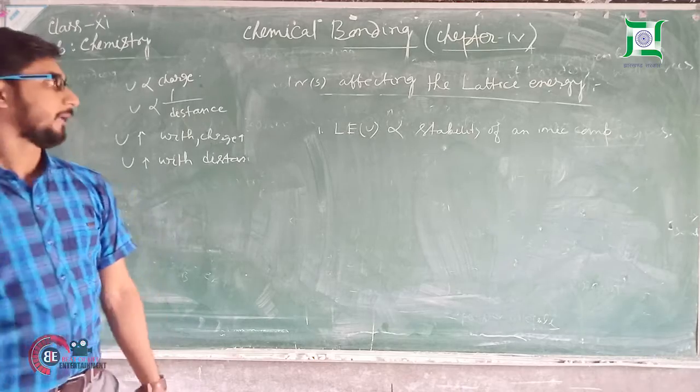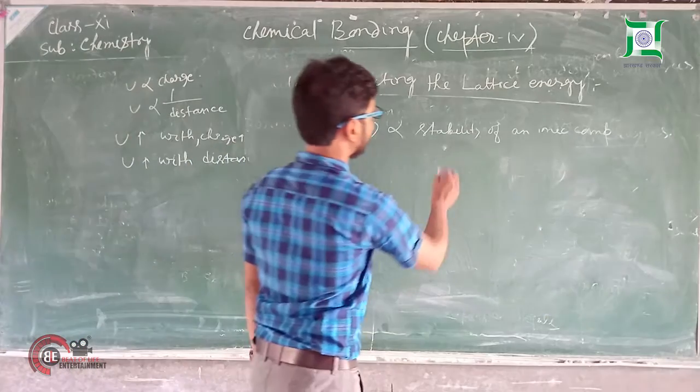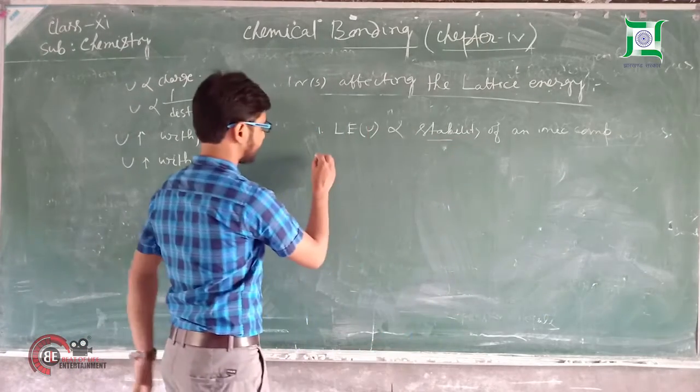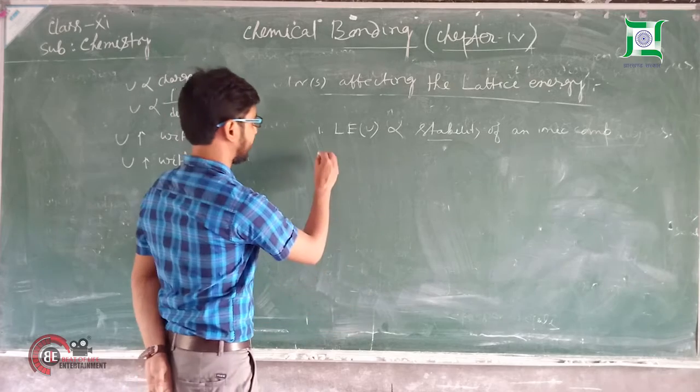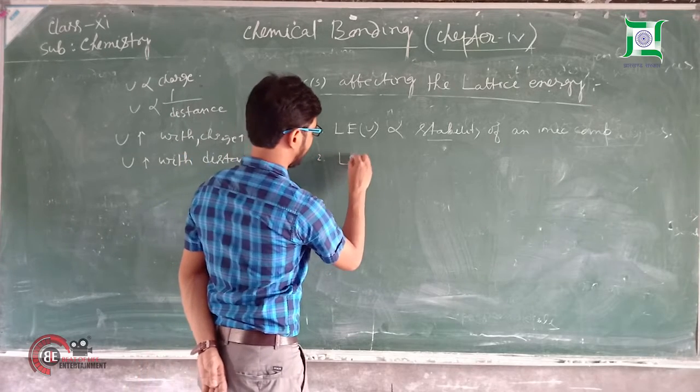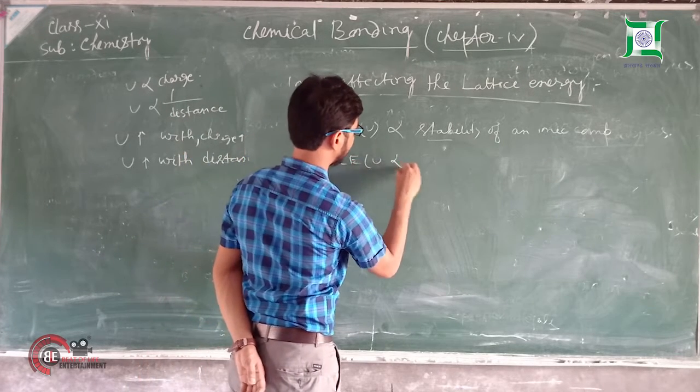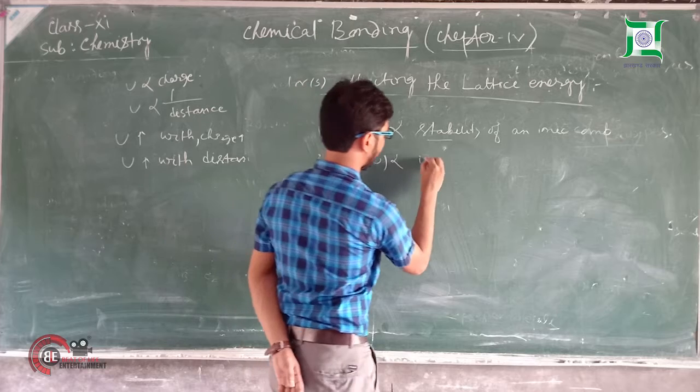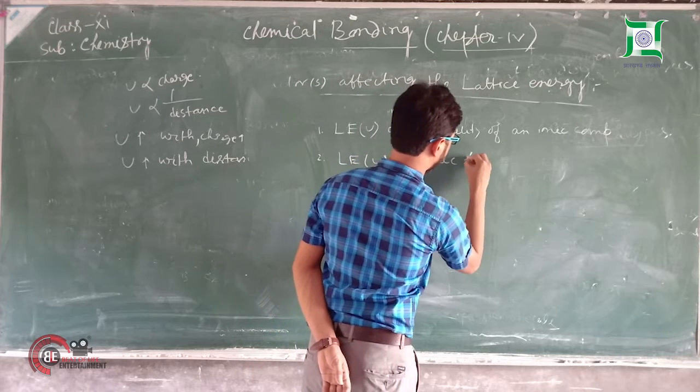Let us also add the percentage of ionic character of an ionic compound, which is also proportional. Lattice energy U is proportional to ionic character.